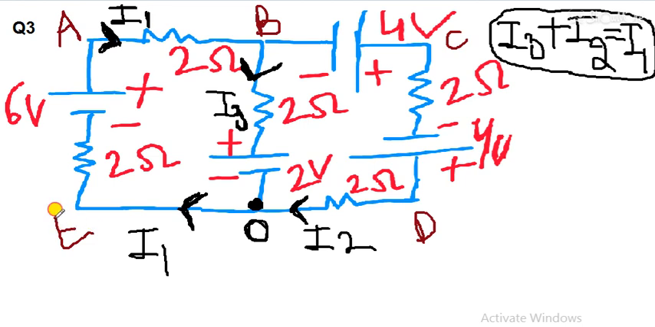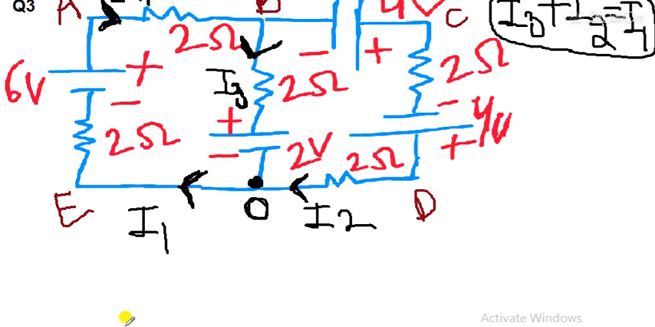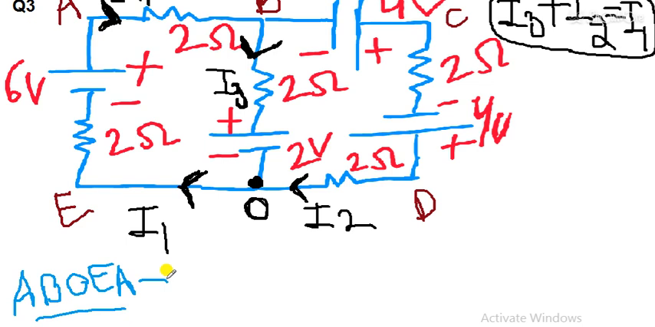So I have to take one loop, so I am taking first the A, B, O, E, A loop. So you can note it down. Let me change the colors. I am taking this loop A, B, O, E, A, and now I am going to write the equation for this loop.